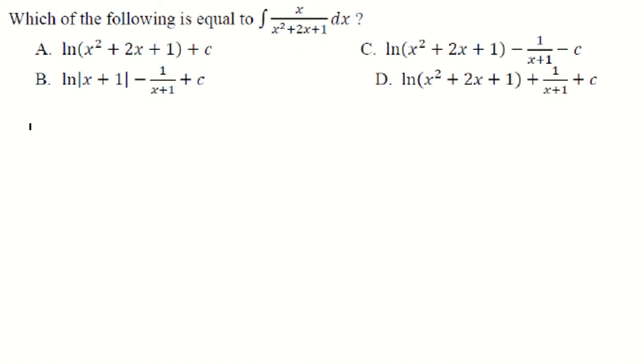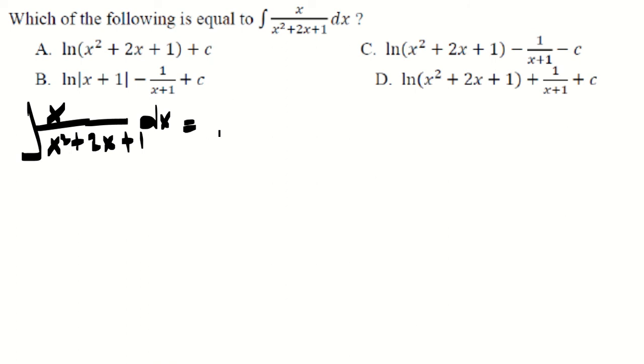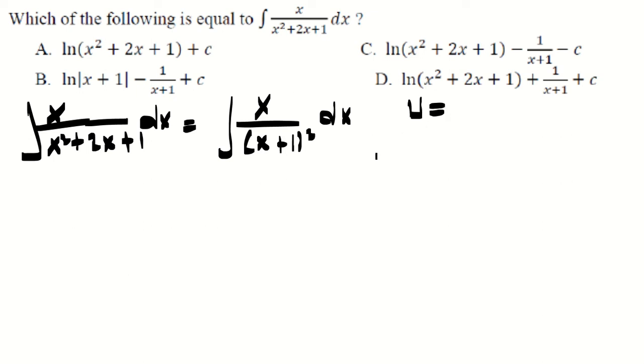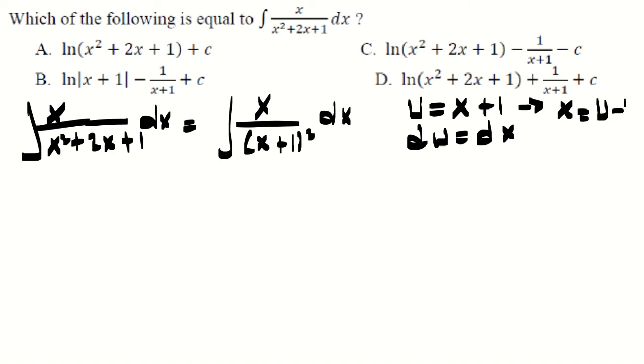What we can do, the integral x over x squared plus 2x plus 1 dx can be written as the integral x over (x plus 1) the whole squared dx. And then at this point we can apply the substitution process: u is equal to x plus 1, then du is equal to dx. But from here we can get the x value. X is equal to, if you shift the 1 to the left side, u minus 1.